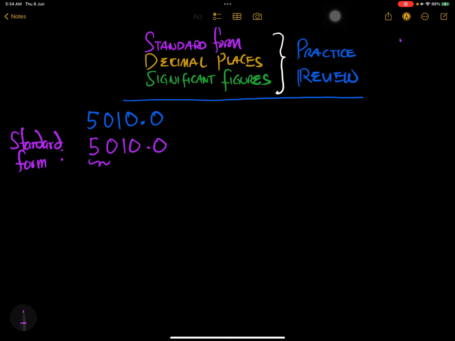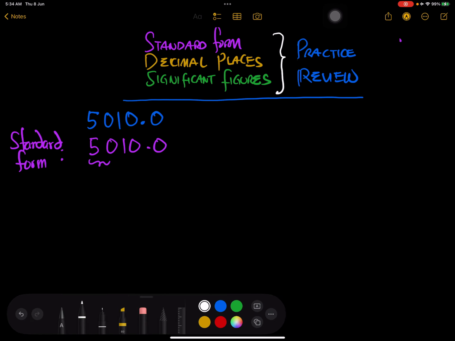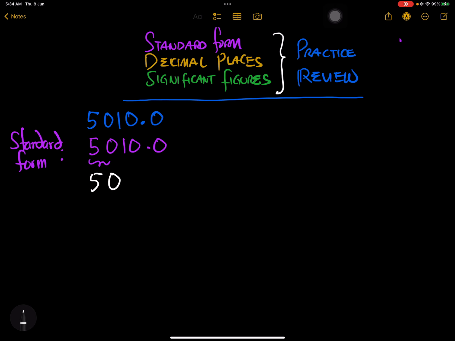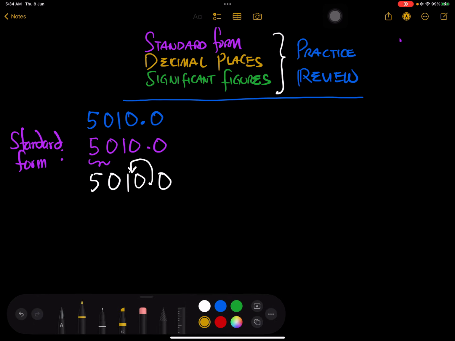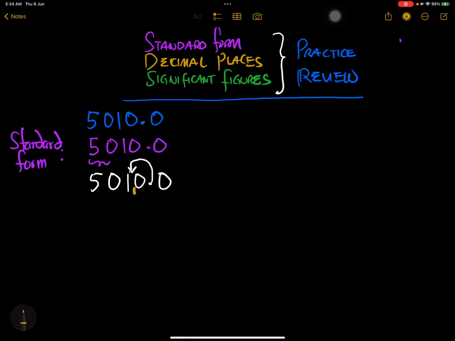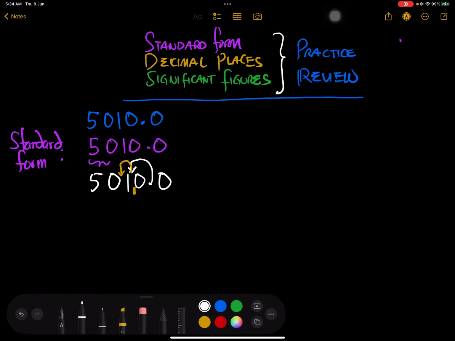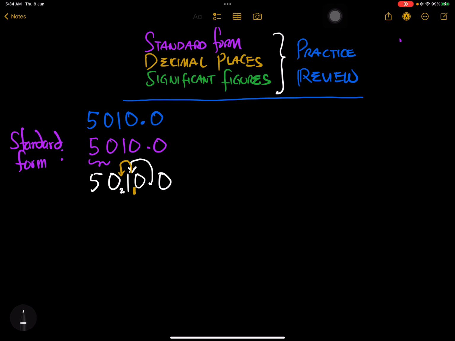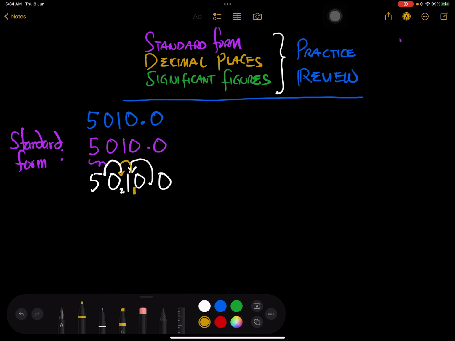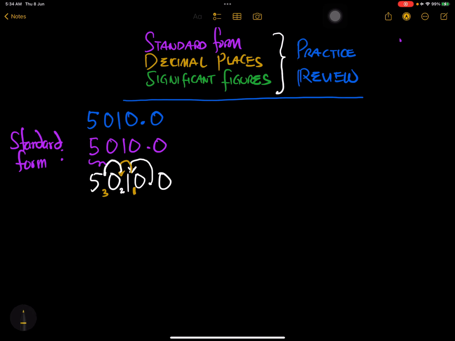How are we going to do that? We have 5010.0. So to do that, we move the point. This is the first move. Then the next one is here, which is the second, and the third is here. So remember, we have moved this decimal point three times to be between 5 and 0.